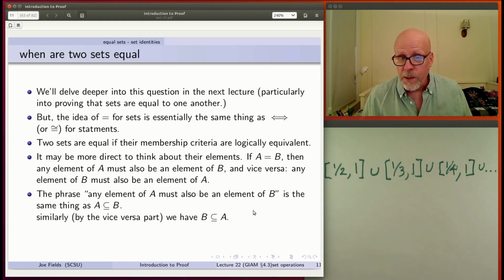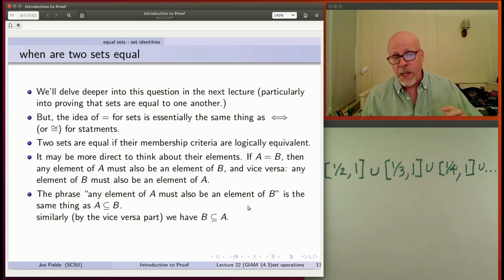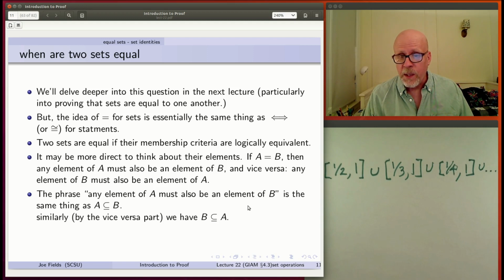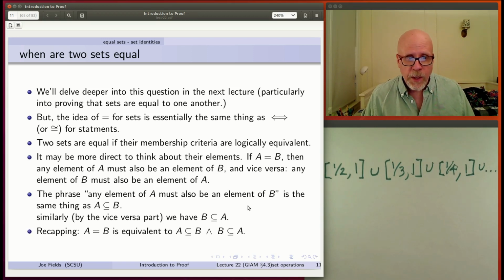So a very nice way to think about equality of sets is that A is inside of B and B is inside of A. I shouldn't say it that way. A is inside or equal to B, and B is inside or equal to A, and those two things can't be true together unless A and B are equal. So you get this: A equal to B is equivalent to saying A is a subset or equal to B, and B is a subset or equal to A.